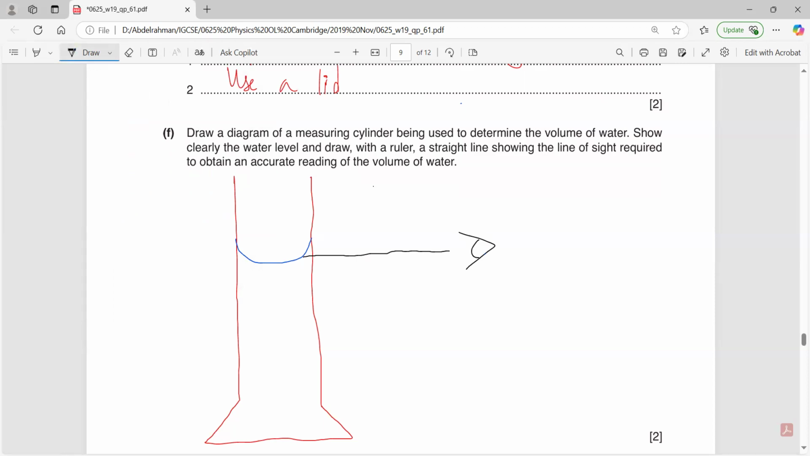So we say from the bottom of the meniscus and perpendicularly. Why? To avoid the parallax error. Two very, very important precautions while dealing with a measuring cylinder: from the bottom of the meniscus, and perpendicularly.